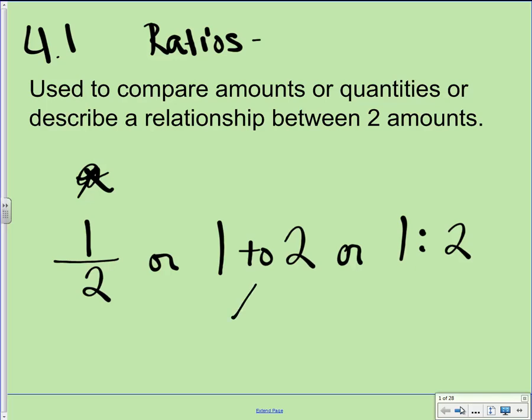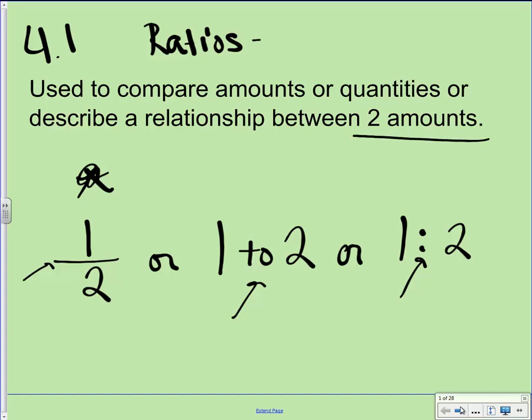So the way that you read this is 1 to 2. It's actually the "to" that you read when you compare each of these, and you see that symbol in the middle. You're going to read the top number, 1, say the word "to," and read the bottom number, 2. So you're going to read any ratio like that.